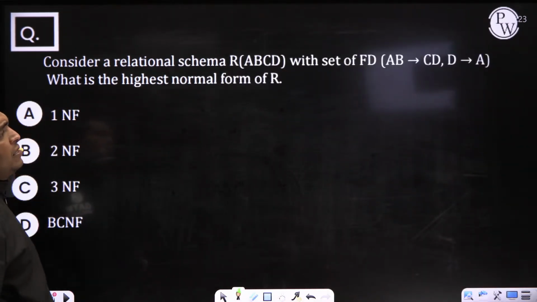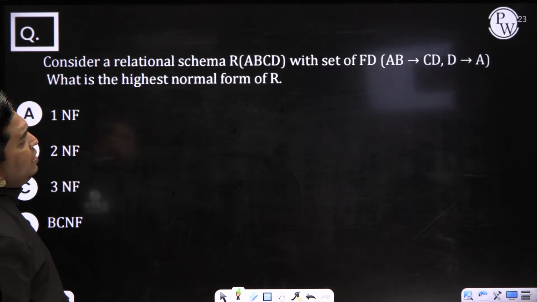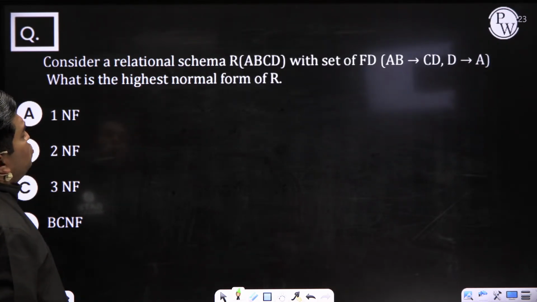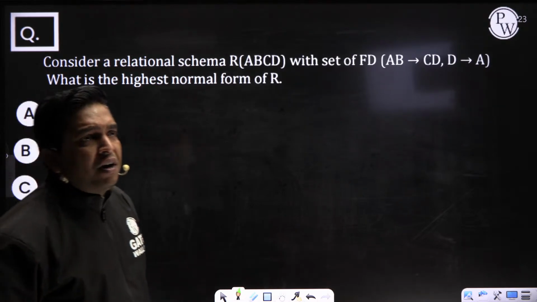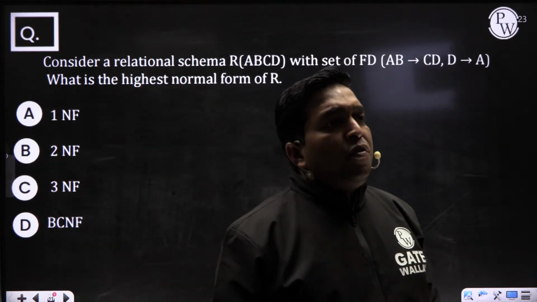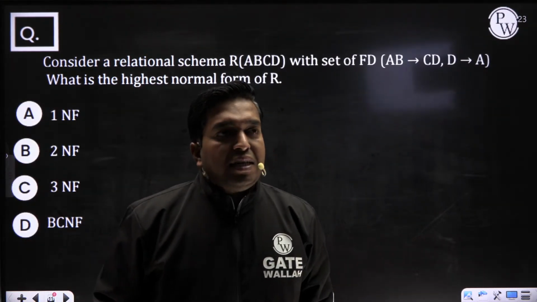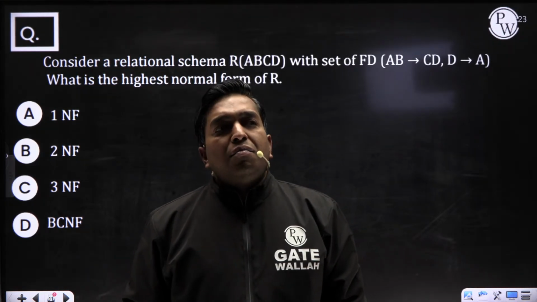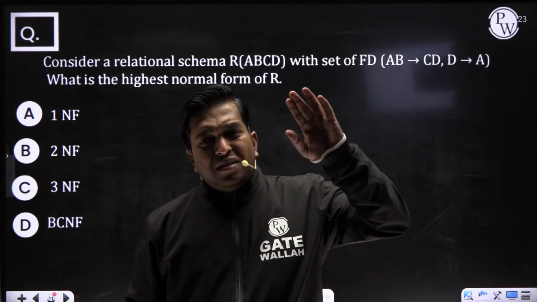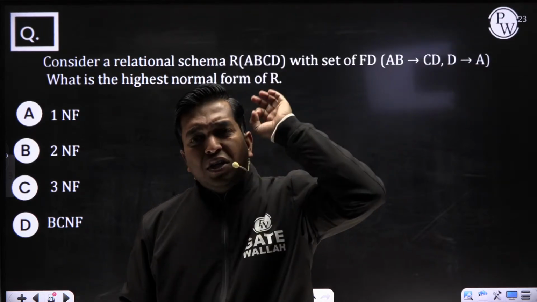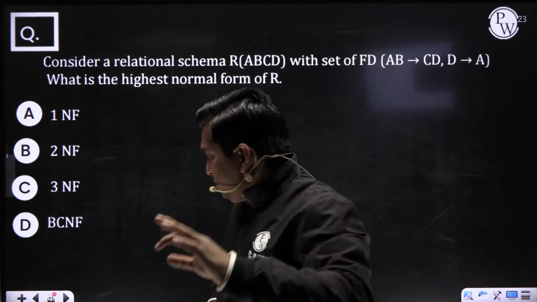Consider a relational schema R with FD set AB tends to CD, D tends to A. What is the highest normal form of R? Which highest normal form is satisfied? And once again, my dear student, really listen to what I am telling. Team Drona, listen everyone.